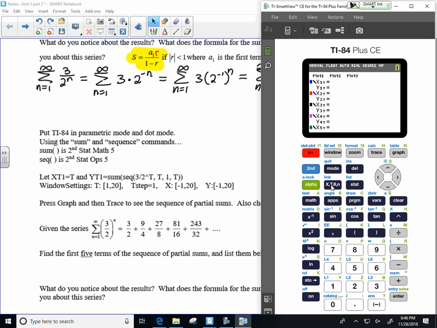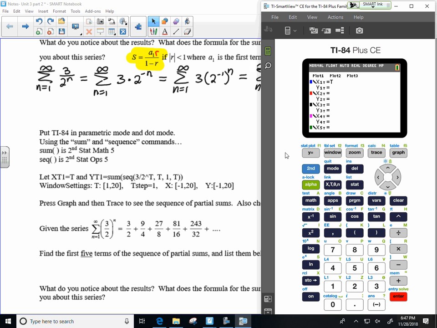Parametric mode, which if this is the first time you're in parametric mode, this is the first time you're going to experience it, it'll give you a T. When you're in polar mode, it'll give you a theta. And when you're in sequential mode, it'll give you an N. All right, so I'm going to hit this button. T comes up. And I hit enter.